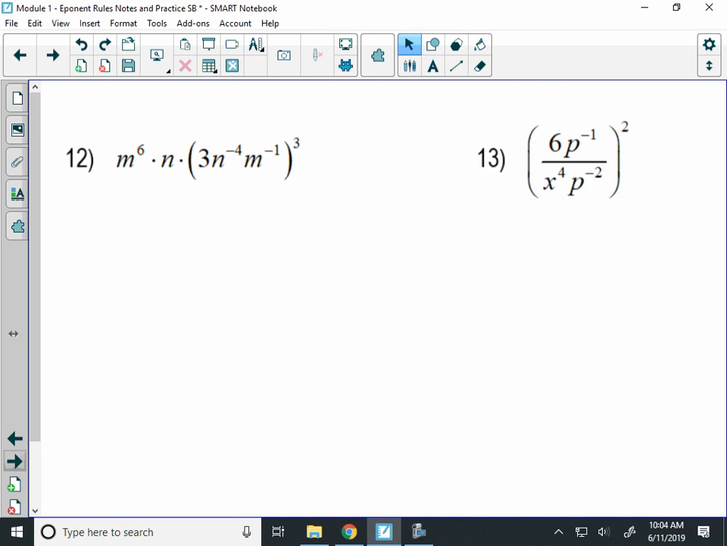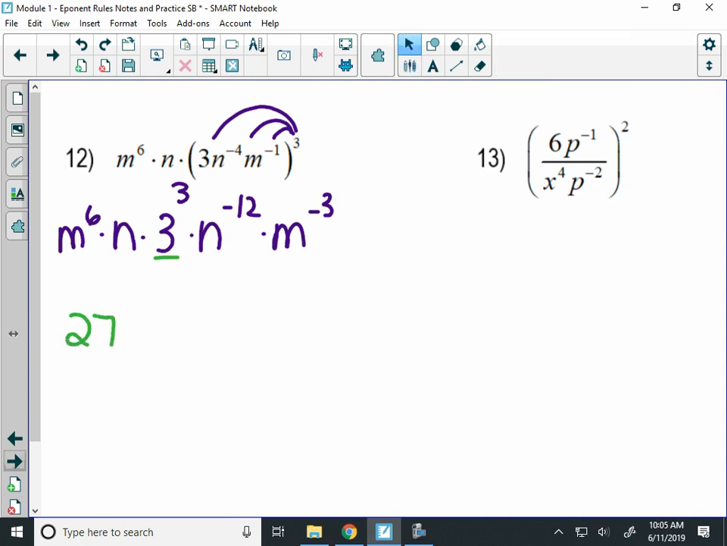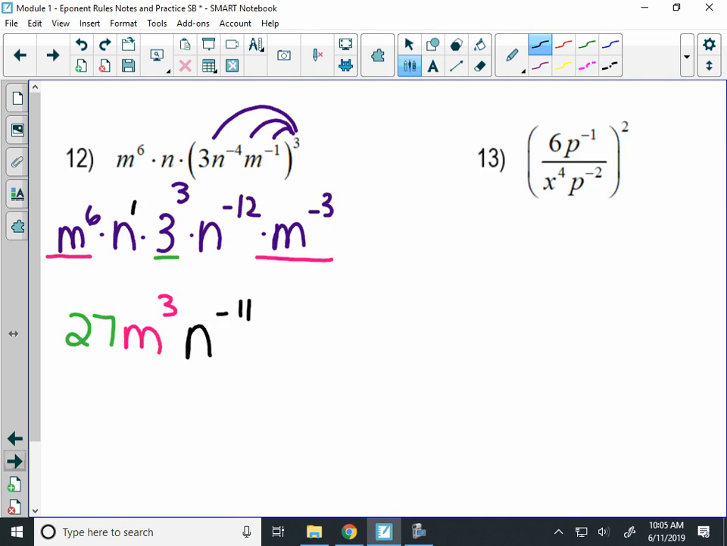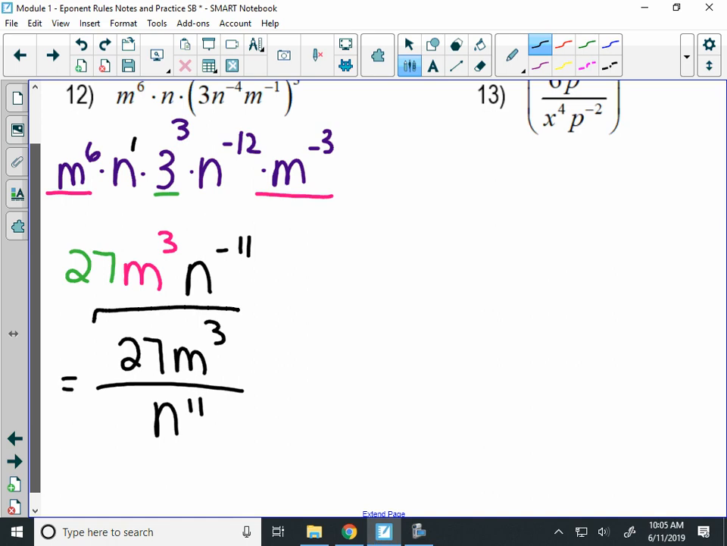All right, a couple more. Number 12. I'm going to leave what's in front the same for now, and then distribute the 3 to each term in the parentheses. So I'll have 3 cubed times n to the -12, m to the -3. Now let's combine things. 3 cubed is actually 27, so I can pull that out in front. M to the 6th, m to the -3rd. 6 plus negative 3 is positive 3. And then I have n to the first, and a negative 12 is n to the negative 11. All right, the negative 11 for the n is the only guy that has to move. So I'll have 27m cubed over n to the positive 11.